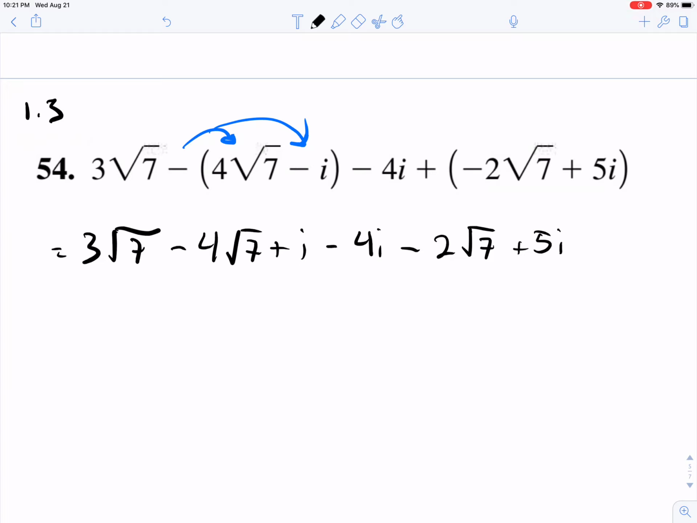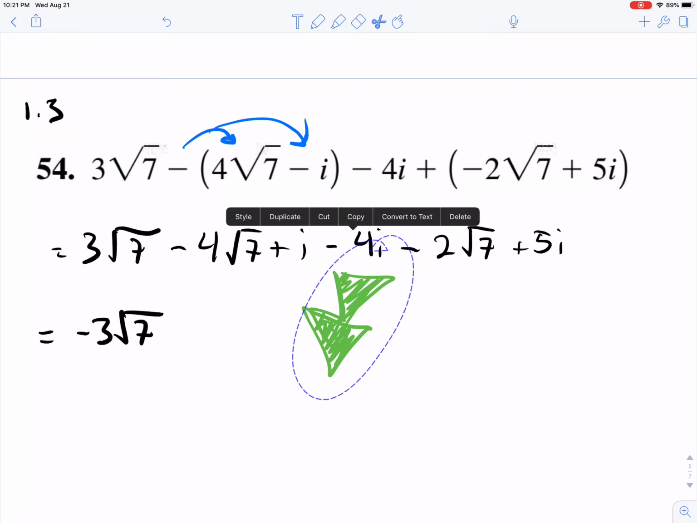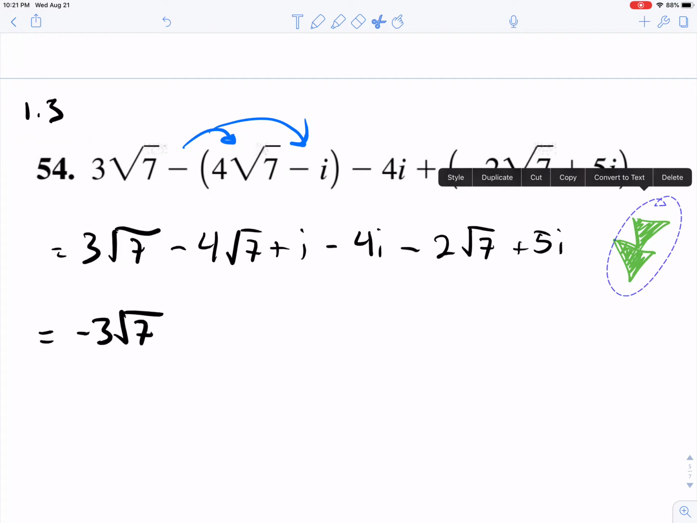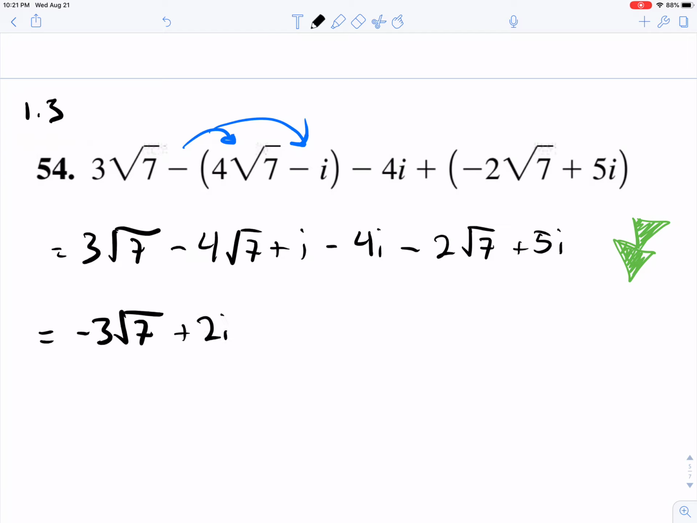Now to add radicals, because the radical is the same, they're all square root of 7, exactly the same, we can combine those. Those are like terms. So 3 minus 4 is negative 1, minus 2 is negative 3. That's going to give us a negative 3 times the square root of 7 for those. Then we have 1i minus 4i is negative 3i, plus 5i is what? 2i. So plus 2i.